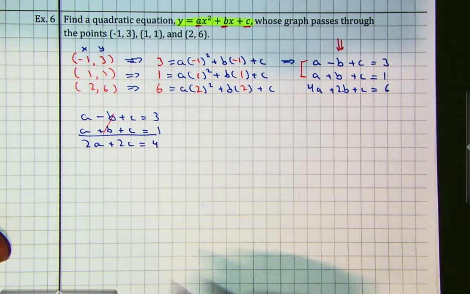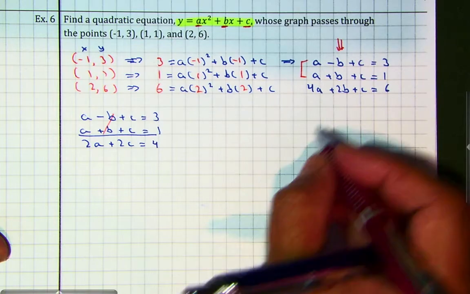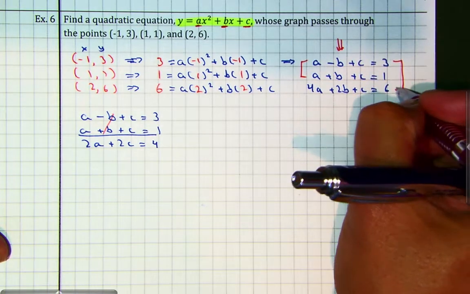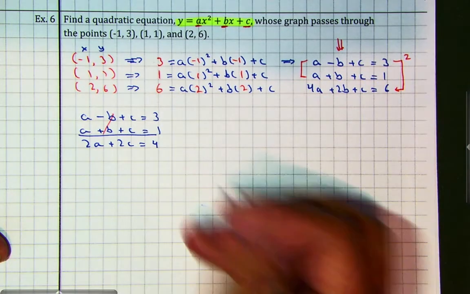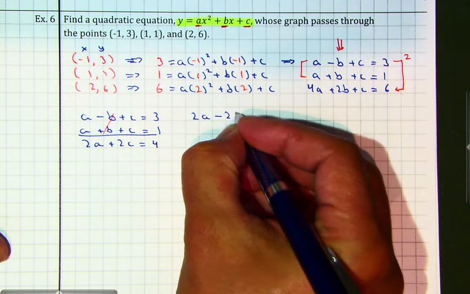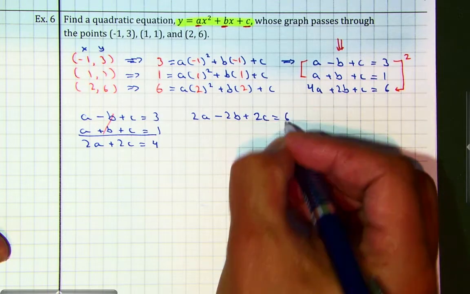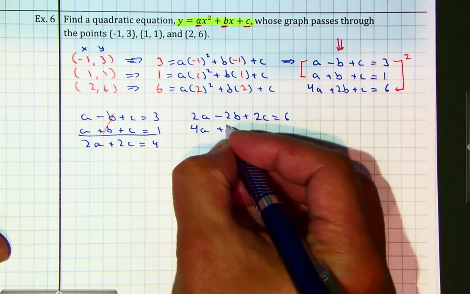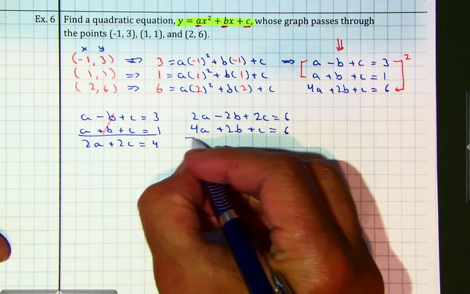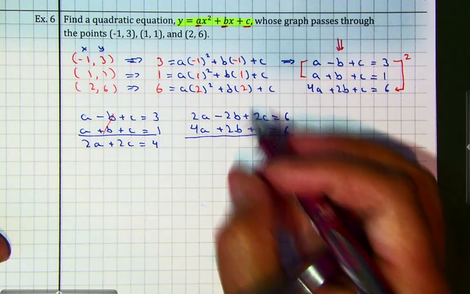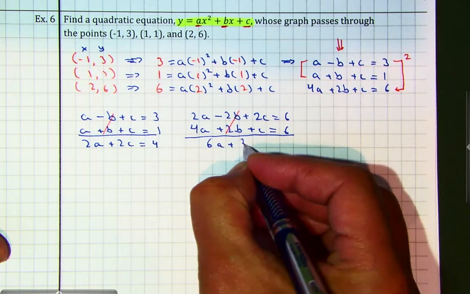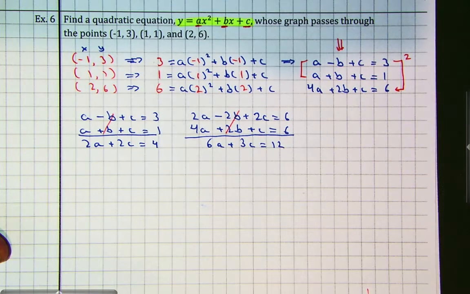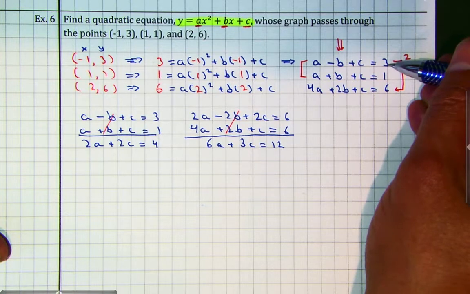Now I cancel the b's again, so I'm going to get the first one and the last one. I want the b's to cancel, so I'm going to multiply the first one by 2. That'll give me 2a minus 2b plus 2c equals 6. It gives me 4a plus 2b plus c equals 6. This cancels. That gives me 6a plus 3c equals 12. Remember that one of the most common errors is this: you forget to multiply the last number.